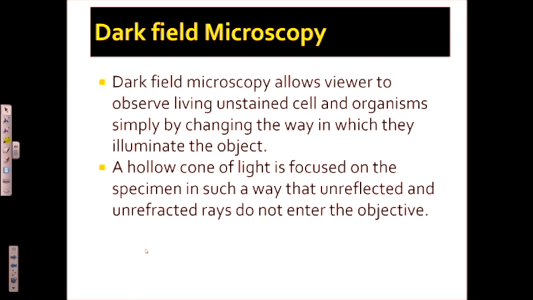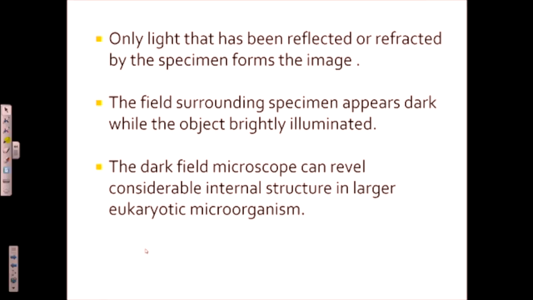Okay, so coming to the dark field microscope, it allows the viewer to observe living unstained cells and organisms simply by changing the way they illuminate the object. So there's a hollow cone of light focused on a specimen in such a way that unreflected and unrefracted rays do not enter the objective. So only the light that has been reflected. In the case of a dark field microscope, there is no light source below that. So there is light which the specimen emits. So based on that reflection or refraction of the specimen, an image is formed. And the field surrounding the specimen appears dark while the specimen is brightly illuminated.